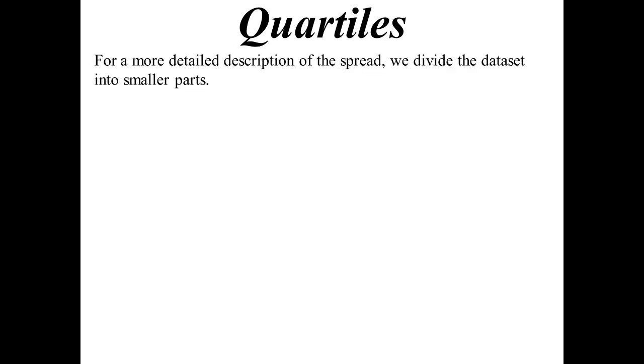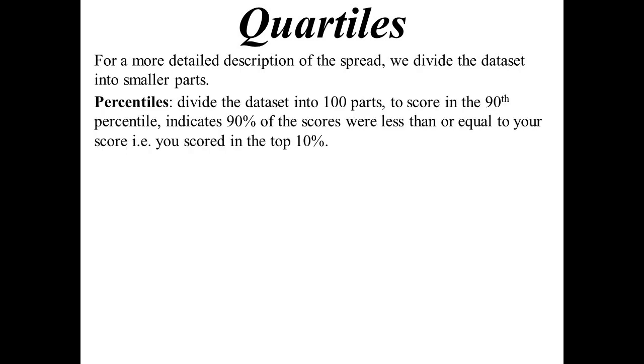So looking at quartiles, if we want a more detailed description of how the data is spread out, then we look at different sections. We divide it into small bits. Percentiles you probably would have heard of. That's when you get crazy and you divide it into 100 parts. A score in the 90th percentile means 90% of the scores were less than yours, and so on.